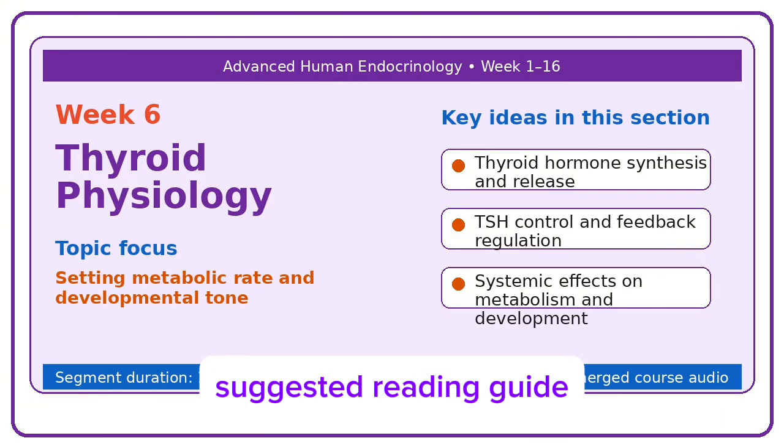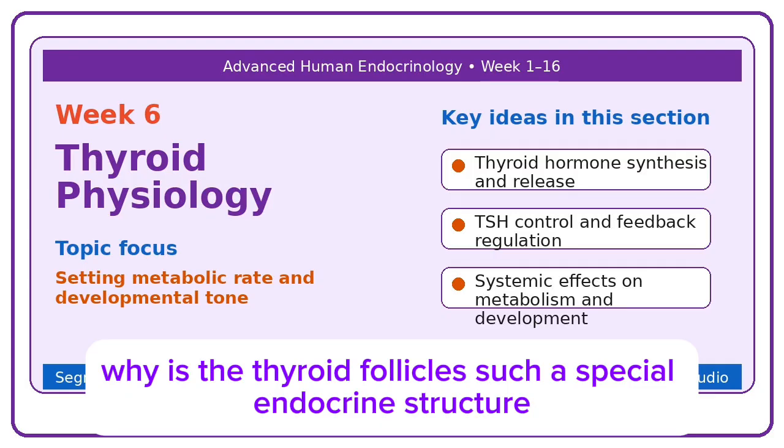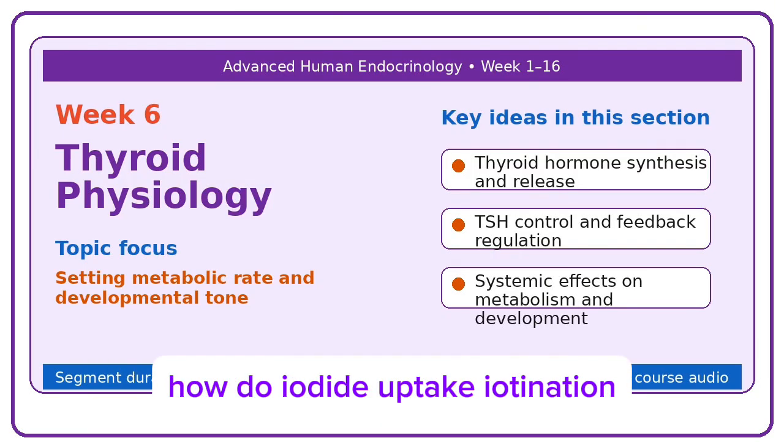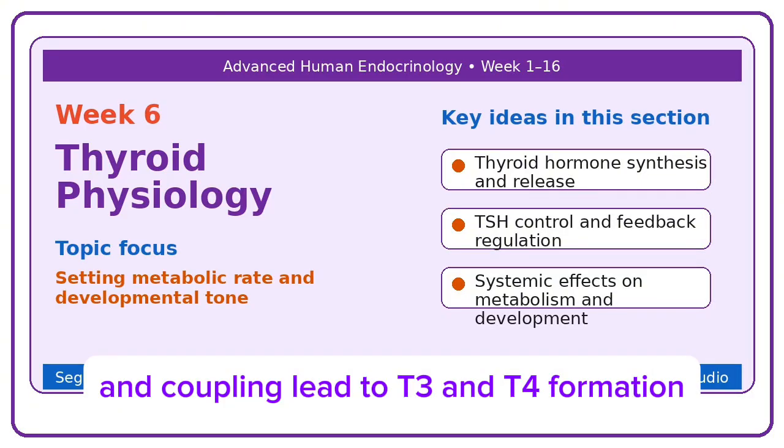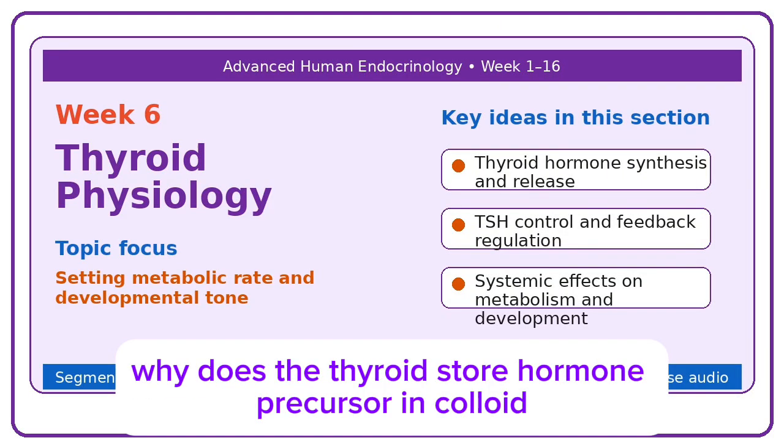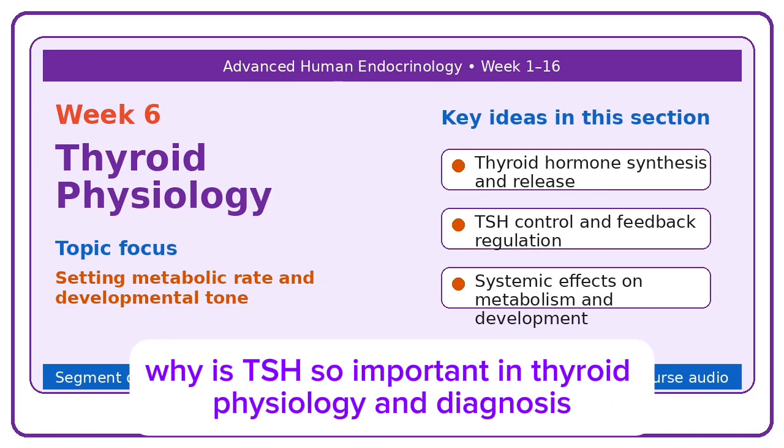Suggested reading guide. Why is the thyroid follicle such a special endocrine structure? How do iodide uptake, iodination, and coupling lead to T3 and T4 formation? Why does the thyroid store hormone precursor in colloid? Why is TSH so important in thyroid physiology and diagnosis?